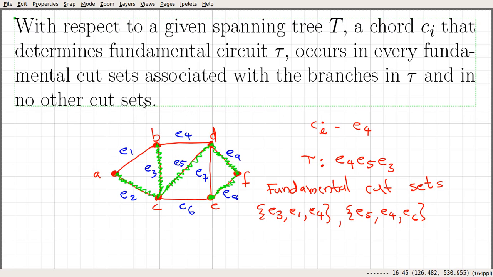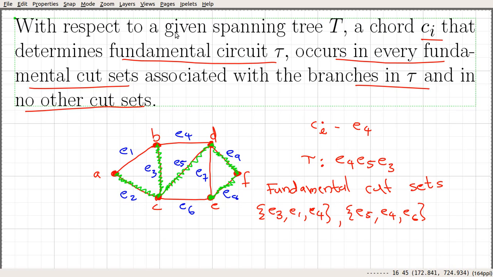Okay, in this video we continue our discussion on the properties of cut sets. Here we are going to prove this statement: with respect to a given spanning tree T, a chord Ci that determines a fundamental circuit occurs in every fundamental cut set associated with the branches in this fundamental circuit and in no other cut sets. Okay, let me repeat.